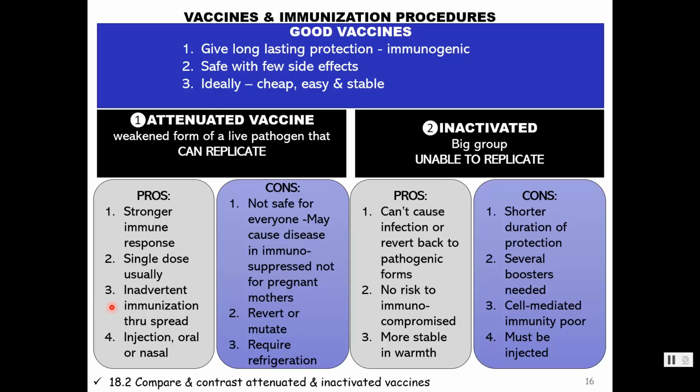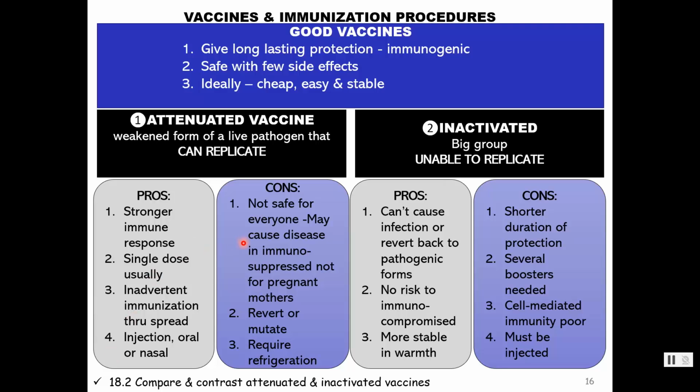Another pro to an attenuated vaccine, since this is something living, is what's called inadvertent immunization. Someone gets their vaccination, and they could inadvertently spread this weakened strain to another person, so that person would basically be immunized. Secondhand immunization, if you want to think about it that way. Also, attenuated vaccines can be administered through an injection. Some of them can be oral, and some can also be nasal.